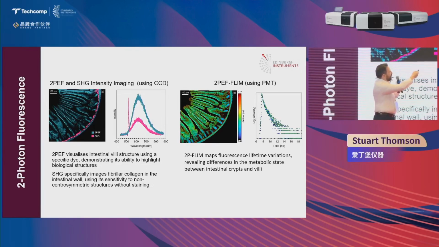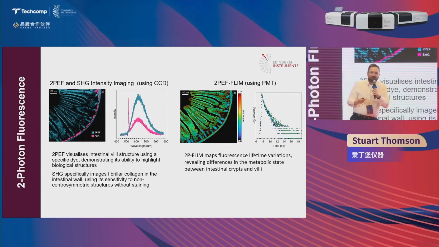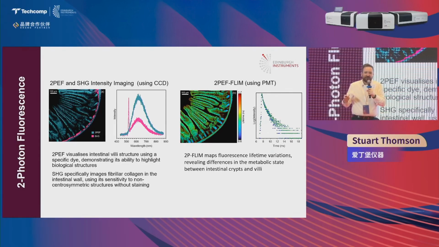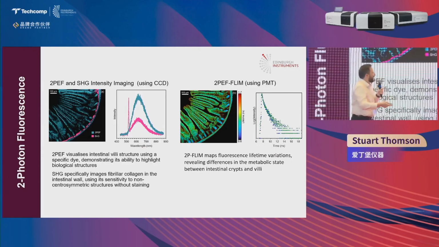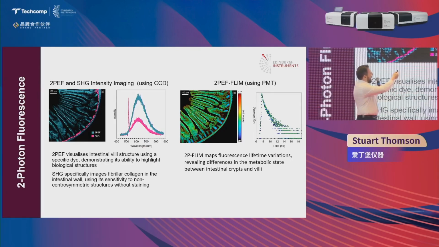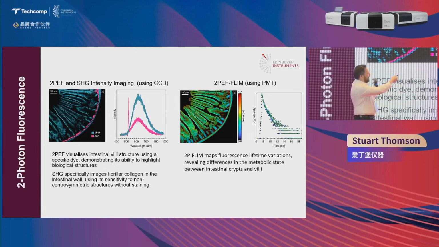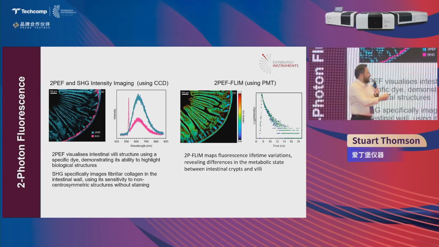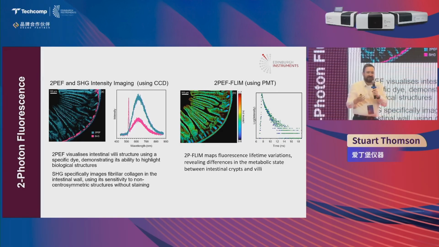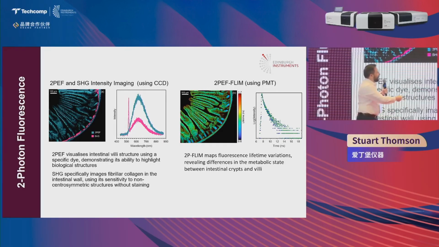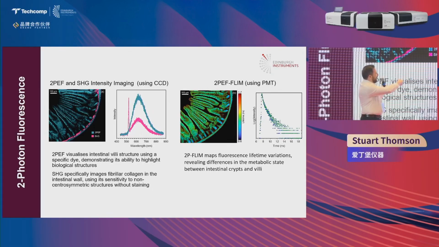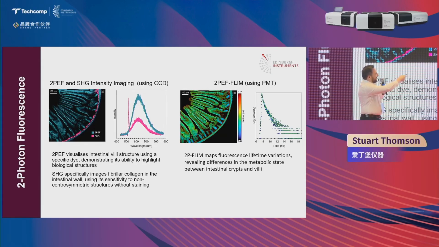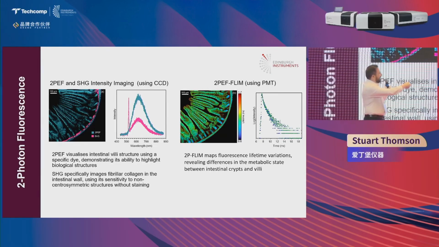So that's spectral 2-photon. We can also do 2-photon FLIM using the TCSPC electronics of the RMS 1000. So this is now a FLIM map, and we can see that the fluorescence lifetime changes depending on the metabolic state inside the intestine. So the intestinal crypts around the wall have a shorter fluorescence lifetime than the villi.